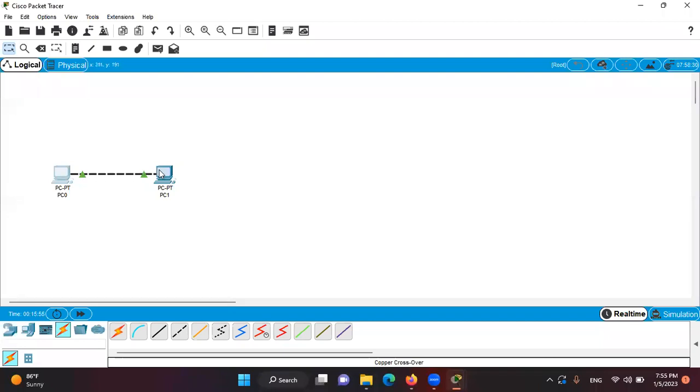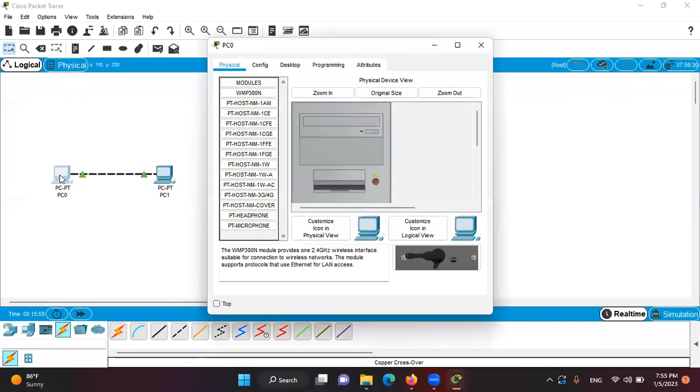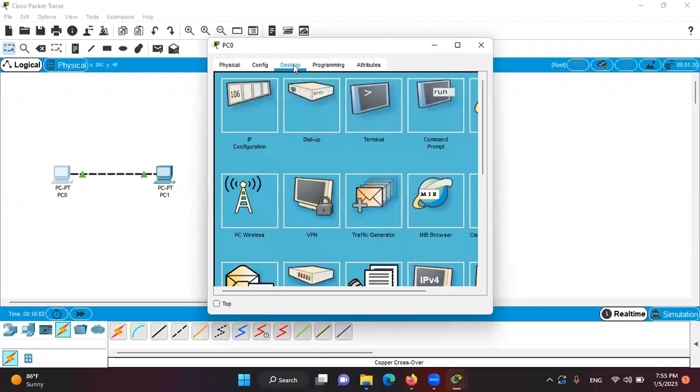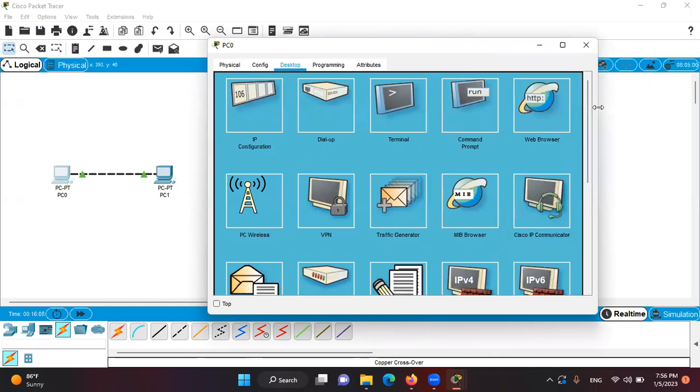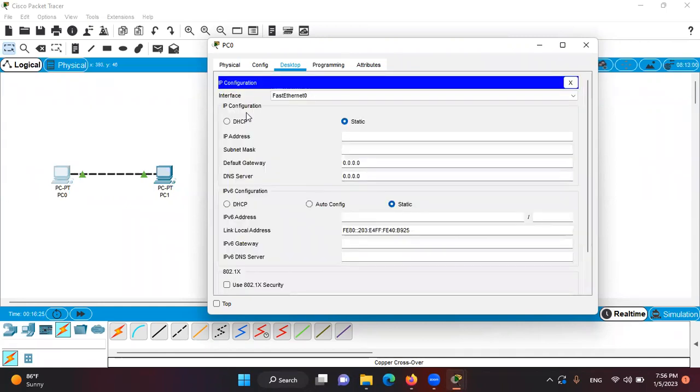Connect the computers together. Then click on the computer and you can go to the desktop. In the desktop there are several tools that we can use in computer networking. So we have the terminal, web browser and IP configurations. You can add IP configurations manually.